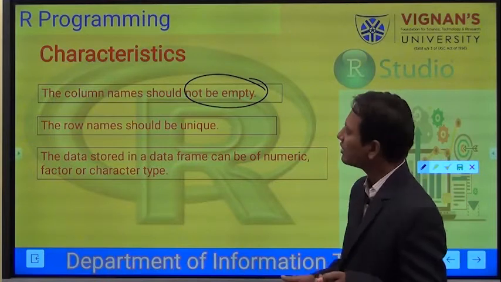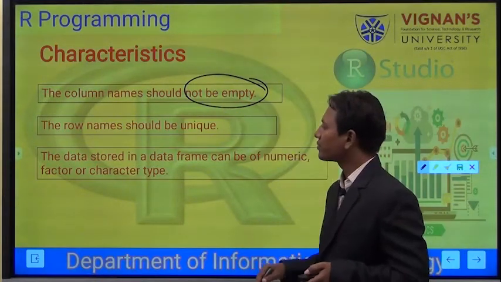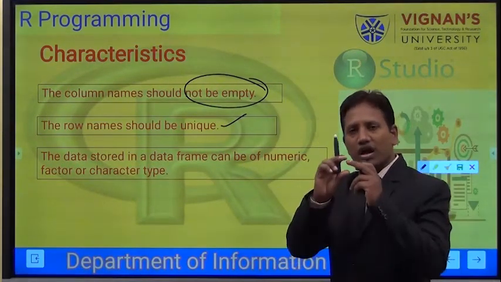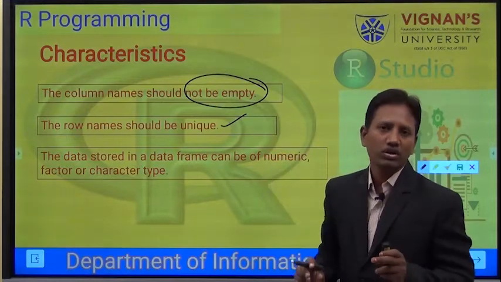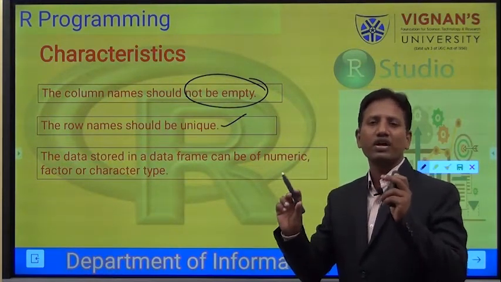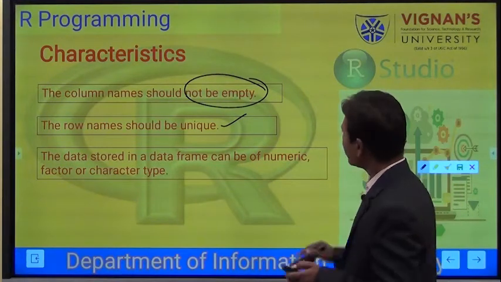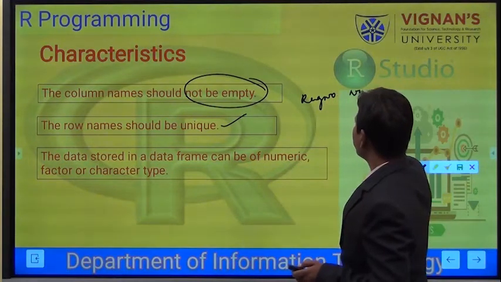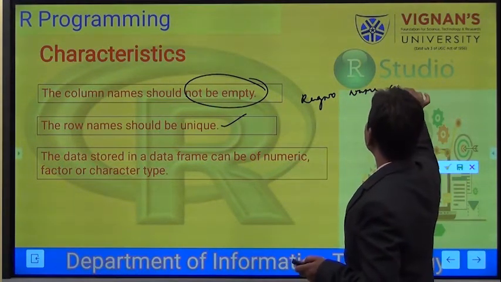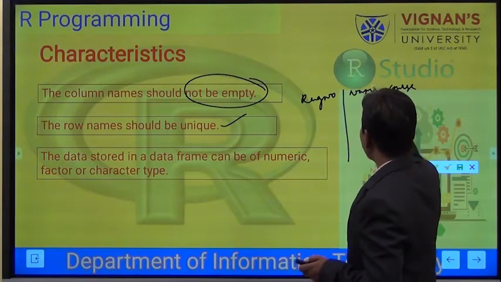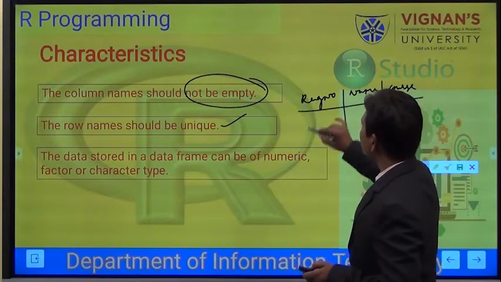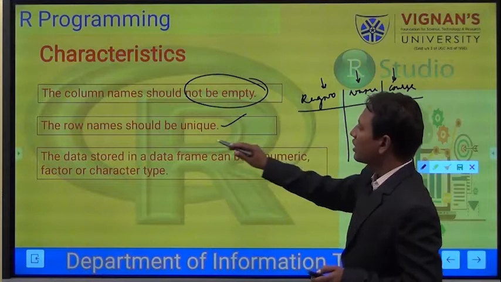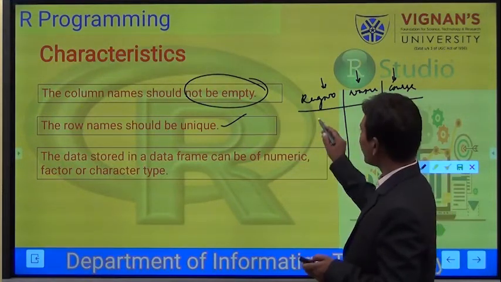So you can't have an empty column name, and at the same time row names should be unique, because a record is going to be a unique record, and that record has to be identified uniquely. Here, for example, take the student data. I said register number, name and course. This is my data. So here these are the column names, and here row names should be unique, I said. So here is my row name I am taking.